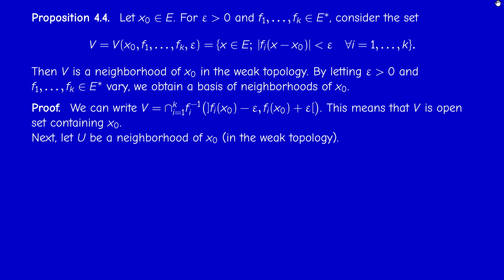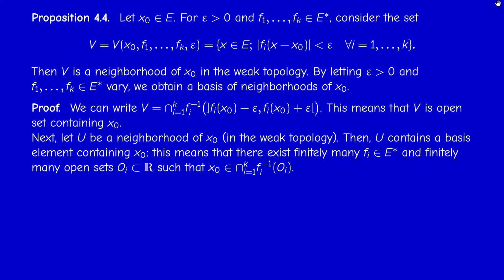Now what happens when I let epsilon and the fi vary? I get what I call a basis of neighborhoods. What do I mean by that? It means that every neighborhood of x0 in the weak topology contains a set of this form, for certain epsilon and k and f1 through fk. Now the k could be anything, could be 1 actually, could be 2, could be 10. So we could have just one f and one epsilon.